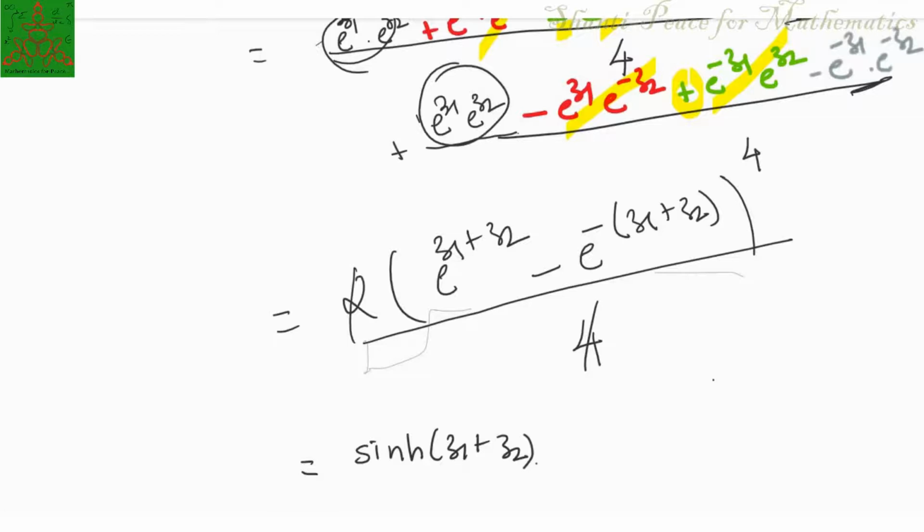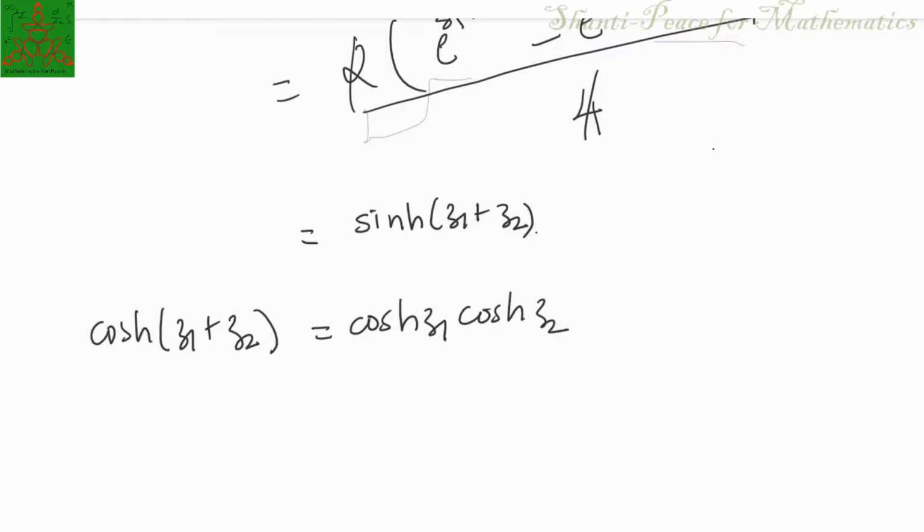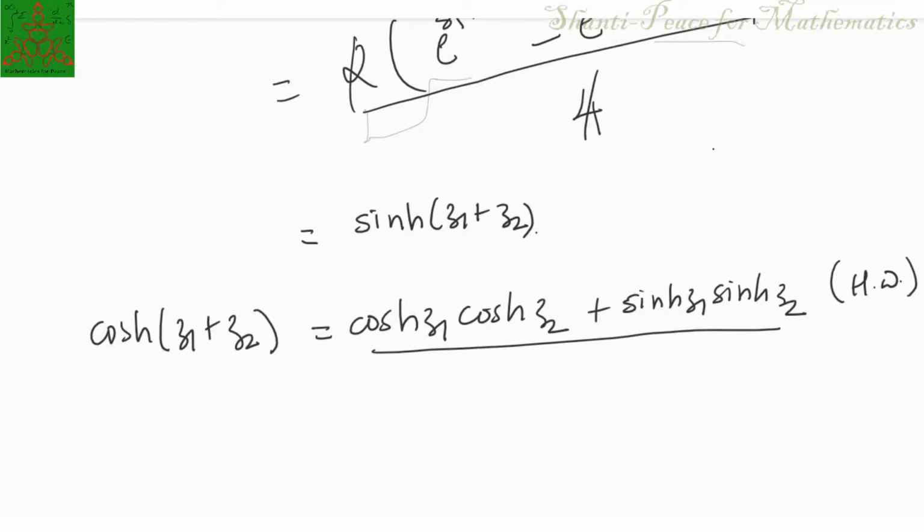And the second identity I can give you as homework, that is cos hyperbolic of z1 plus z2 will be cos hyperbolic of z1 cos hyperbolic of z2 plus sine hyperbolic of z1 sine hyperbolic of z2. You can do that as homework. As I did above, just start from this side, substitute the values and simplify, and you will get this answer.